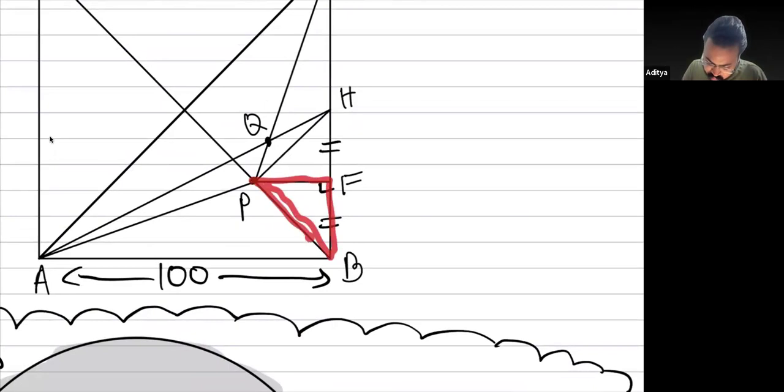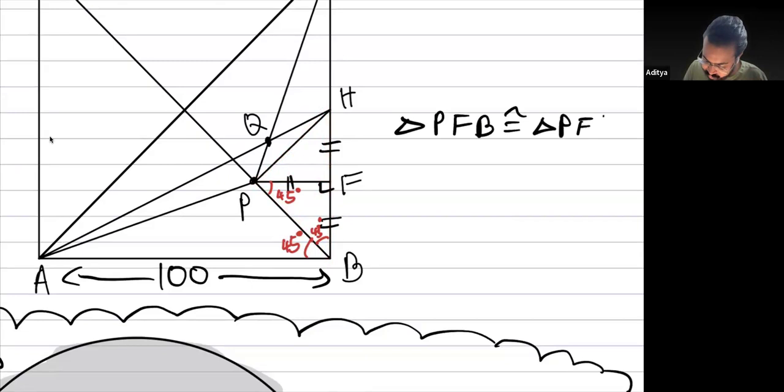This triangle is an isosceles right triangle. I hope everyone agrees, because the diagonal of the square bisects the angle into 45 degrees. And this angle also becomes 45 because this is perpendicular. One angle is 45, the other will be 45 also. Similarly, over here, this triangle is congruent to triangle PHF. Triangle PFB is congruent to triangle PFH.